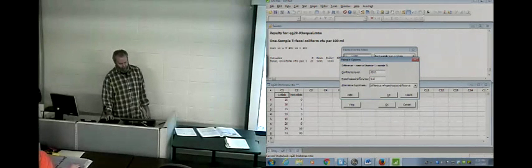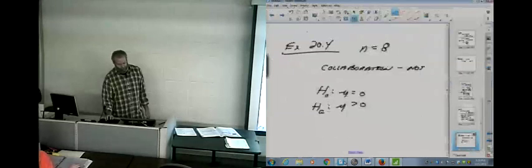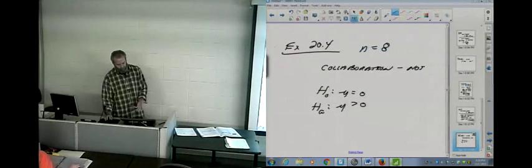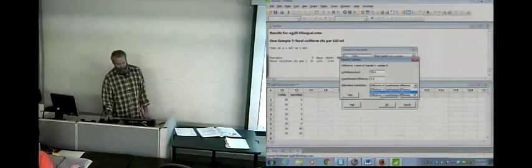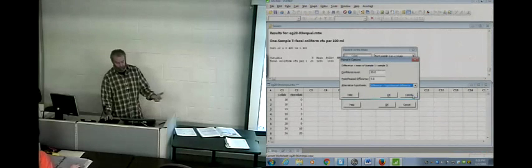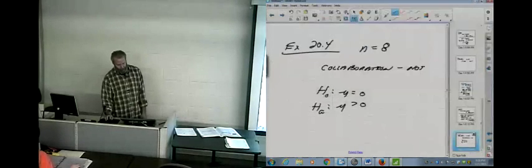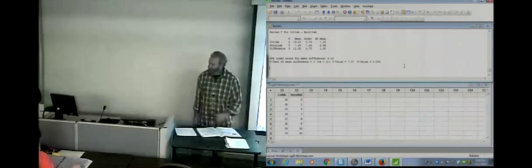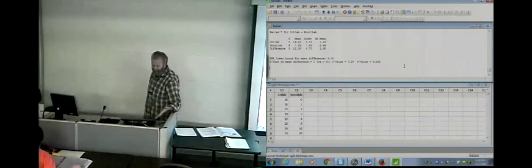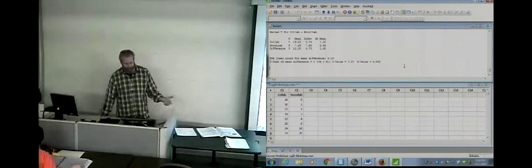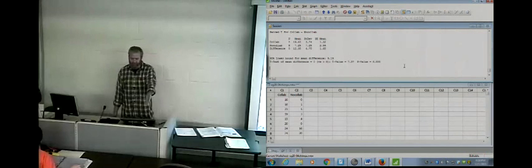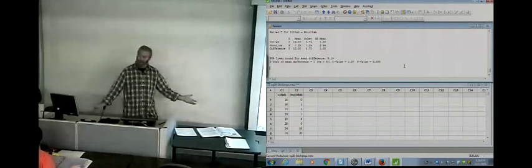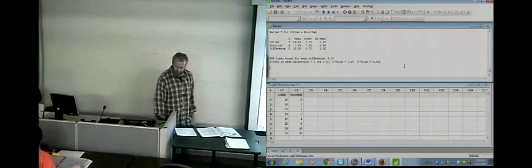How do I know that? Mu is equal to 0. For my alternative, I want greater than, right? Remember? Mu was greater than. They asked for help. I'm going to click OK. I'm going to click OK. Now, it gives me all kinds of information here. It gives me the mean of the collaboration, 19.63. The mean of no collaboration, 7.25. The standard deviations, the standard errors. It gives me the differences. It does everything for me.